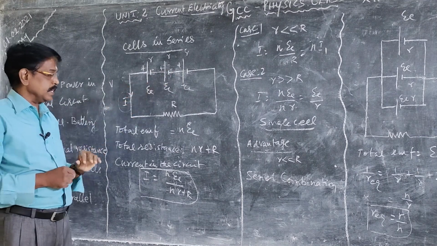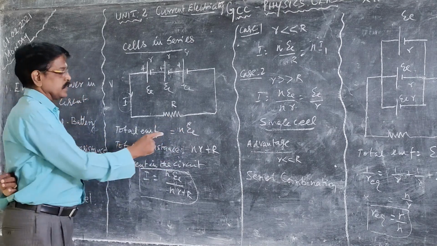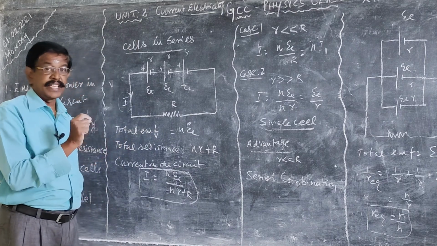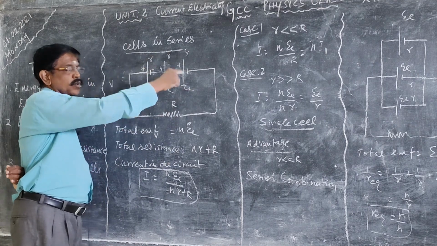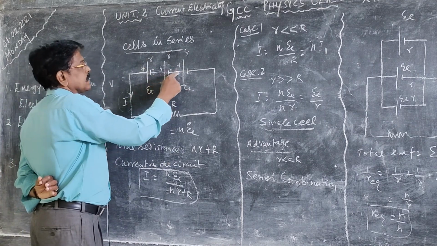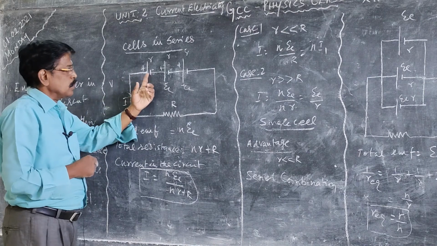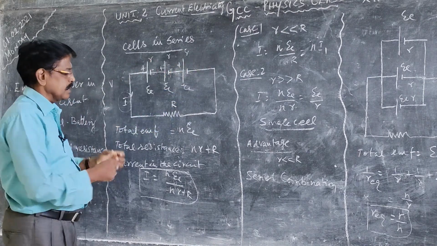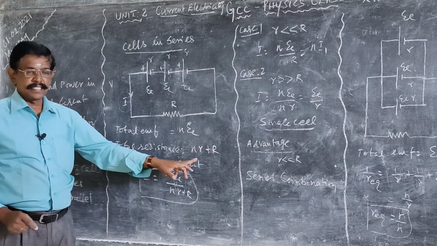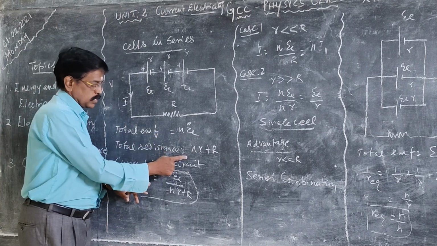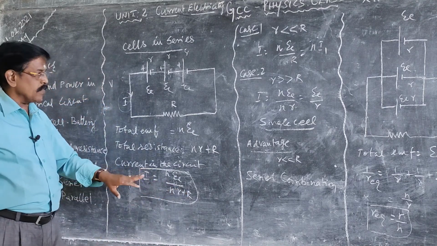Since all the cells are connected in series, the total EMF is n times the individual cell EMF, n psi. Then what is the total resistance in this electrical circuit? All the internal resistances are connected in series, and the external resistance is also in series: r plus r plus r. Suppose n cells are there, nr plus R is the total resistance. So the current in the circuit is total EMF by total resistance, n psi by (nr plus R). This is the formula for current.